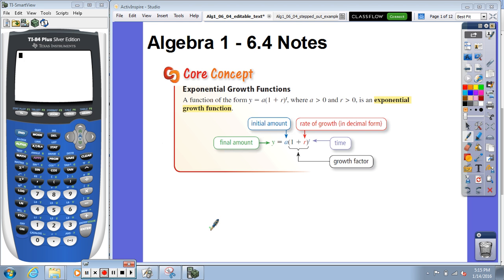Okay, this is the Algebra 1 6.4 notes to go with the Big Ideas math book. You need your student journal out to fill in with the extra practice problems.